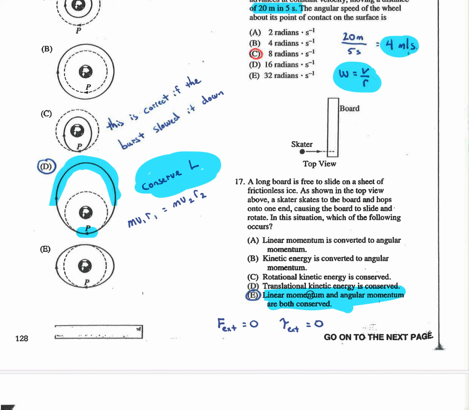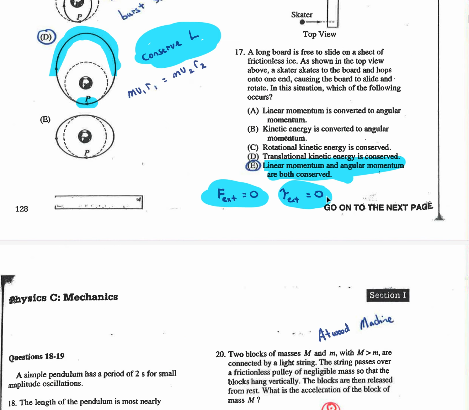Again, linear momentum is conserved with no external force. There's no friction. The board isn't bolted in like a merry-go-round, and then there's no external torque because the torque that the skater applies to the board is equal to the torque that the board applies to the skater. Basically, going back to Newton's third law.